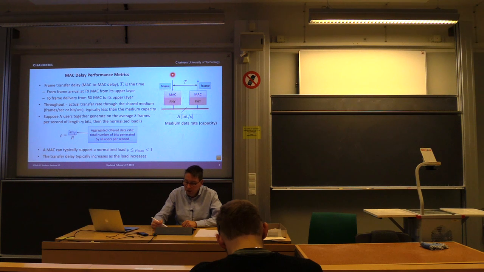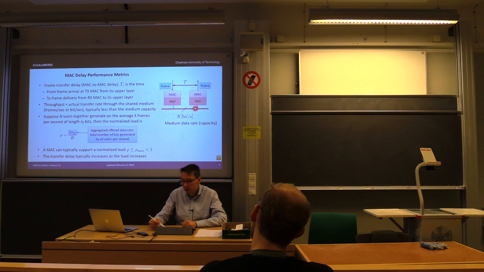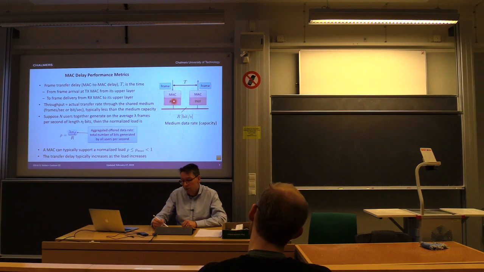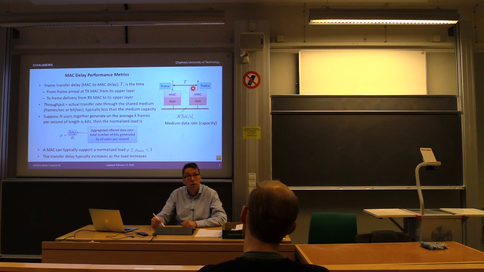So basically data is coming down from the higher layers to a MAC layer, then goes through the physical layer and over here, and then through the physical layer and the receiving MAC layer, and then it's delivered here. So the time it takes from going down to coming up, this is the frame transfer delay. The delay here is due to the MAC and of course the physical layer. If there are retransmissions here due to poor coordination, that is also counted into the transfer delay.